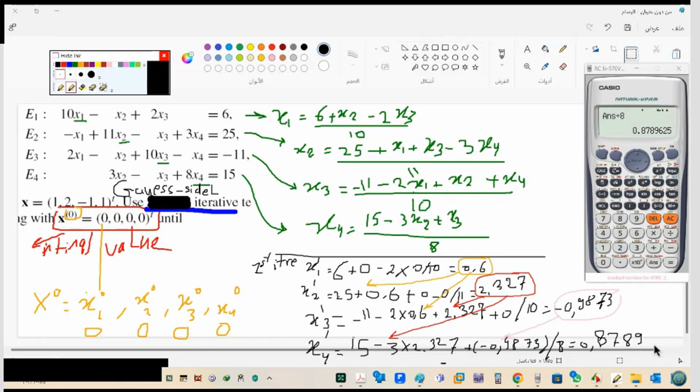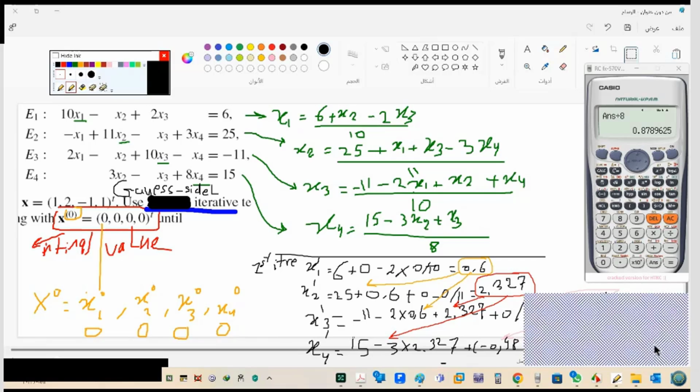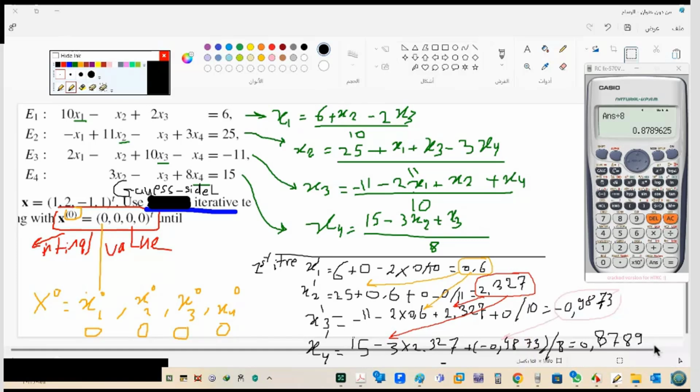This is Gauss-Seidel. Gauss-Seidel says, if you find the result, don't wait for later. Directly use it at the same time. Don't wait. If you find it, use it. Is it clear for you, anyone? And after that, you can find the error, if you want.